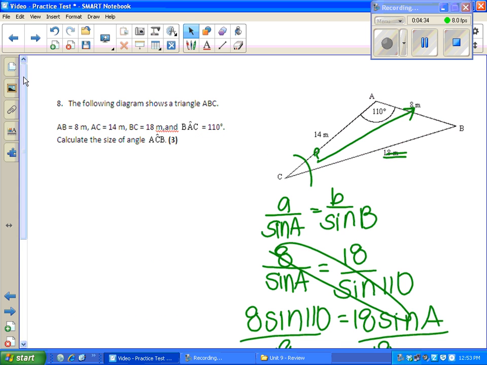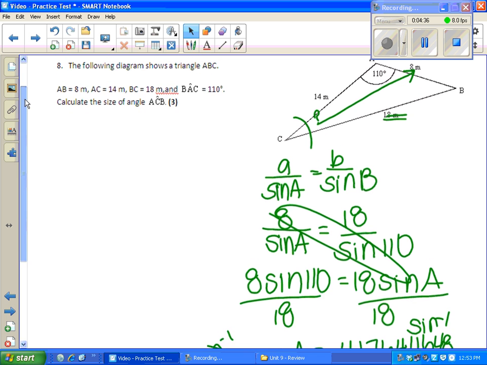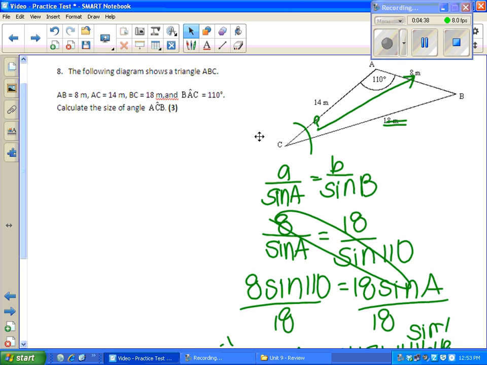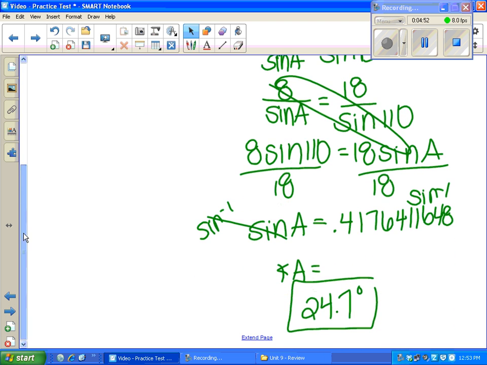Question 8 asks for a missing angle in the triangle. I found it most useful to use the law of sines. So a over sine A equals b over sine B. I started with a being 8, so the angle across from that is my unknown, so I left it as sine A. I then used the 18 and the 110. So 18 is my b, so sine of 110. Simply cross multiply. You're going to use inverse sine here to find out that your missing angle is 24.7 degrees.